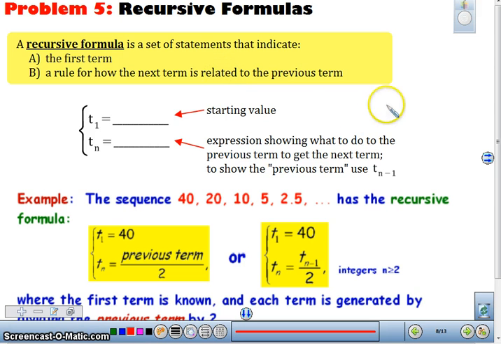The next type of formula is recursive. I'm going to stop this video at this point. We will look at this one and the other one in class tomorrow. Like I said, we're going to spend a few days on this.